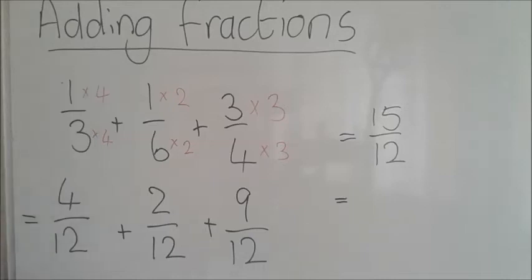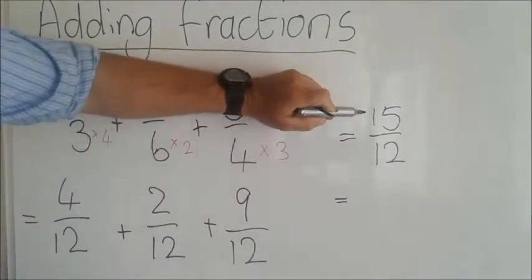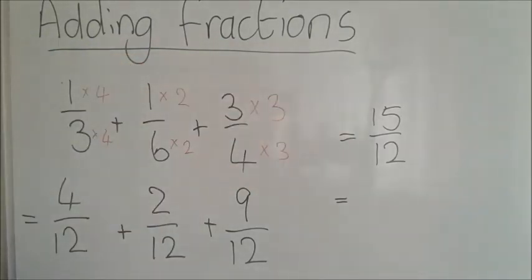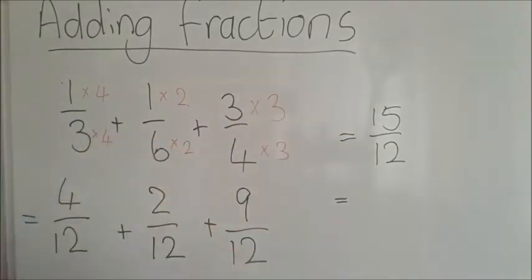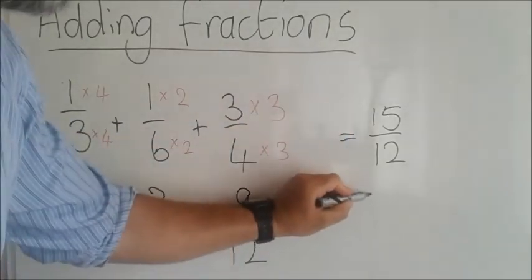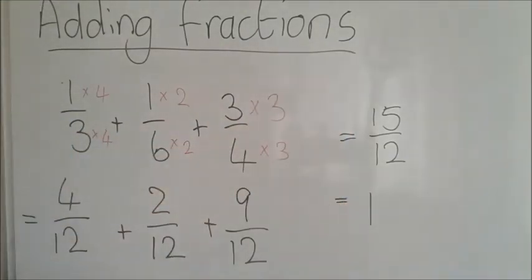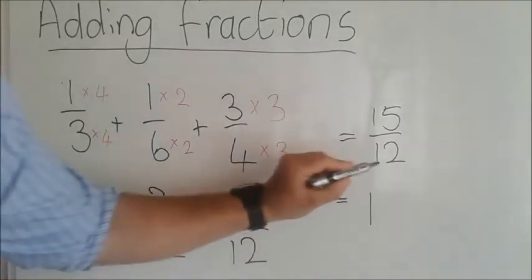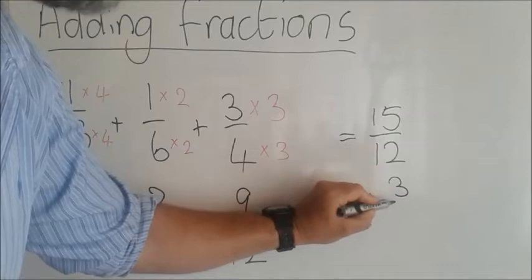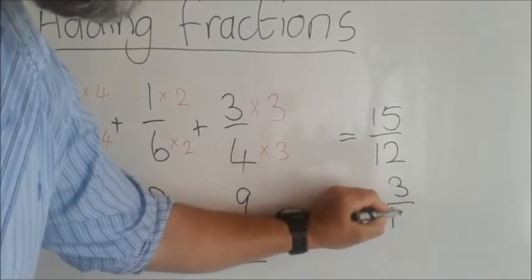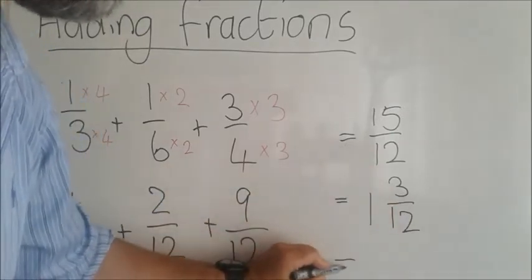I immediately see that this is an improper fraction because my numerator is bigger than my denominator. So I'm going to say, how many times does 12 go into 15? It goes in once. What's left over? 12 goes into 15 once. There's 3 left over. So 1 and 3 over 12.